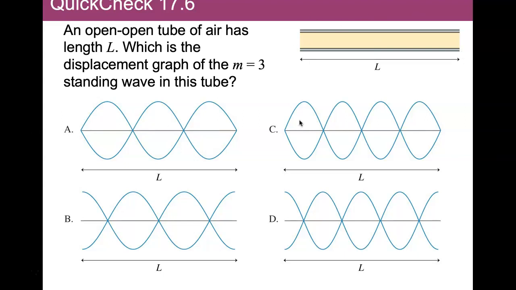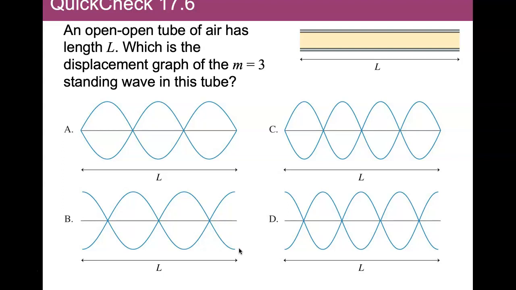So A and C are incorrect. They have nodes at the ends. We don't want them. So the correct answer is either B or D. Okay, so let's just see what the length is. I start from here, go all the way down, reach the maximum. That's 1 lambda, 1 full wavelength, 1 full cycle. And then from maximum to minimum, that's half a lambda. So that's 1.5 lambda. That's good. That's the correct answer, right?